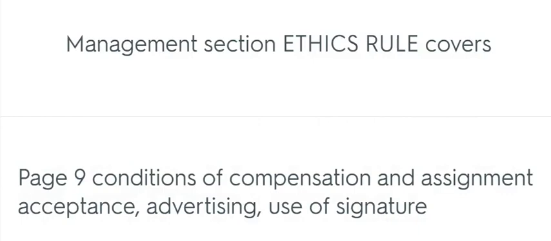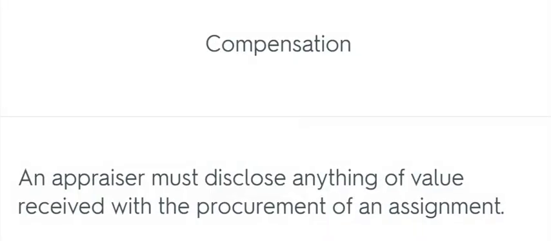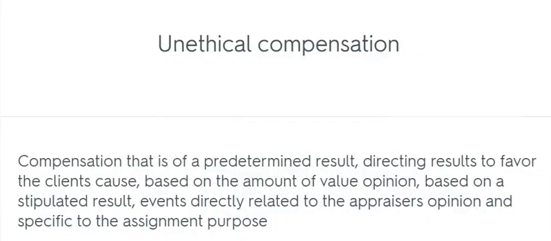Management section ethics rule covers, page 9: conditions of compensation and assignment acceptance, advertising, use of signature. Compensation: an appraiser must disclose anything of value received in connection with the procurement of an assignment. Unethical compensation: compensation that is of a predetermined result, directing results to favor the client's cause, based on the amount of the value opinion, based on a stipulated result, or events directly related to the appraiser's opinion and specific to the assignment purpose.